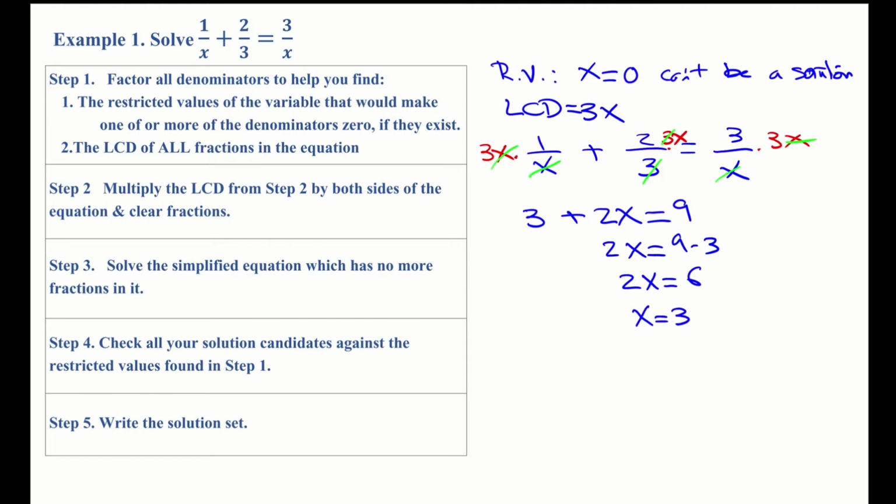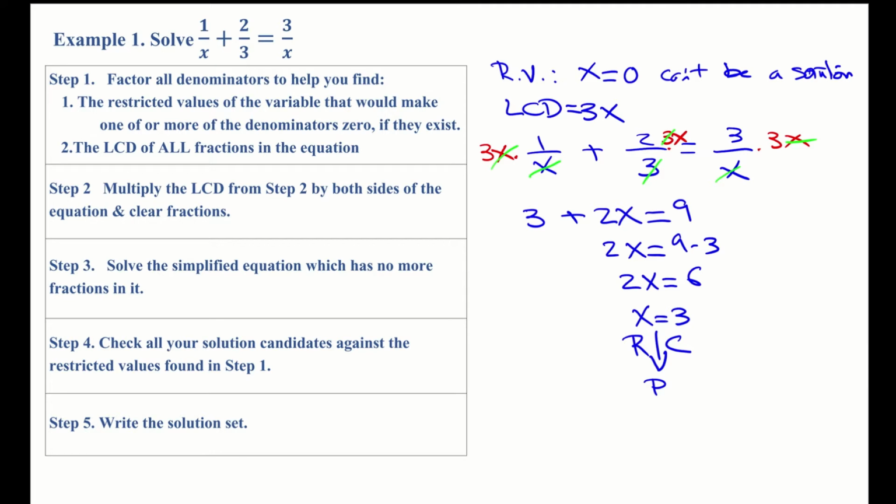Alright, now that we have found x, we're going to do a restriction check, right? Remember, the only value that we cannot accept as a solution is 0. Is 3 0? No, it's not. So that means 3 passes the restriction check, right? Now, of course, remember, this is not a complete check. If you have extra time, you should check as you would check any other solution. You plug it into the original equation and see if it makes the original equation true.